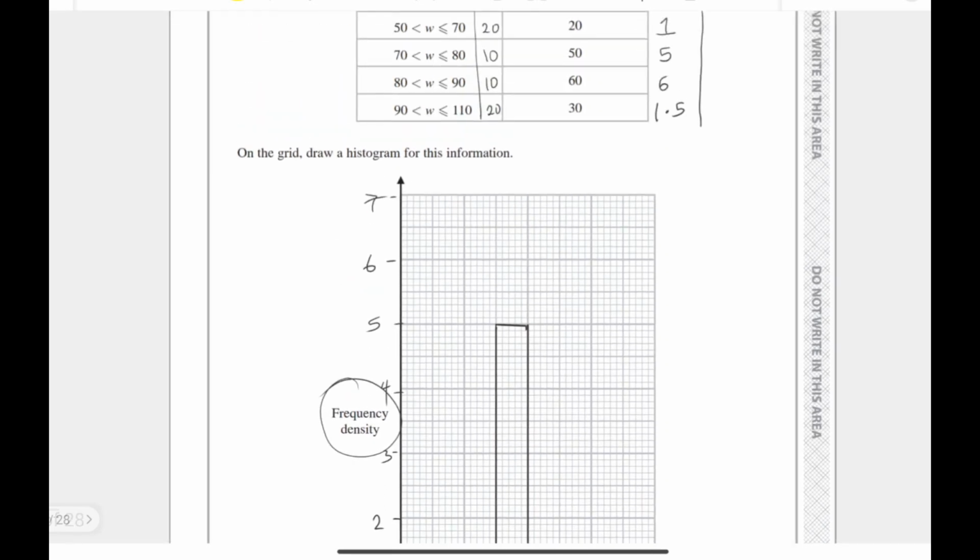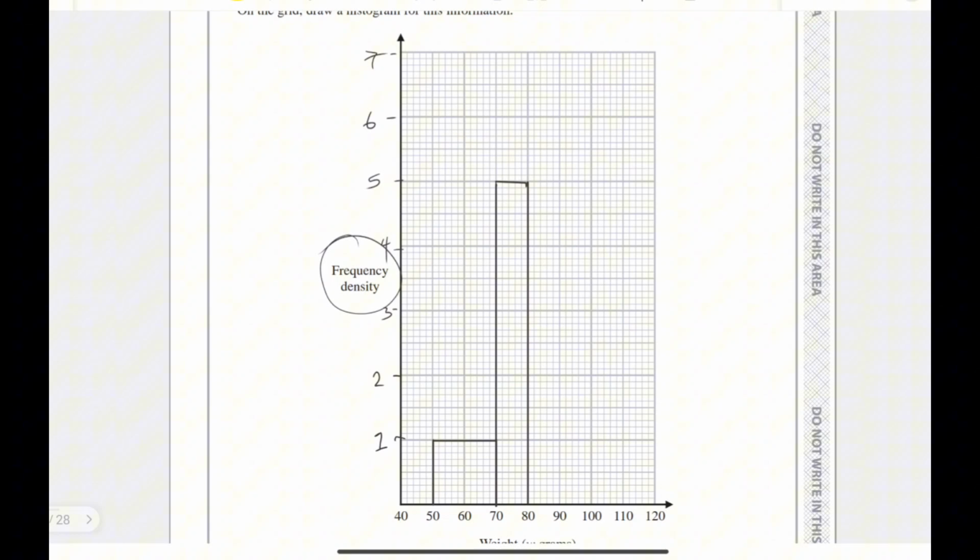From 80 to 90 is 6. So I'll just join this up to 6. That is not very straight. Let me just draw a new line. Up to 90. Perfect.